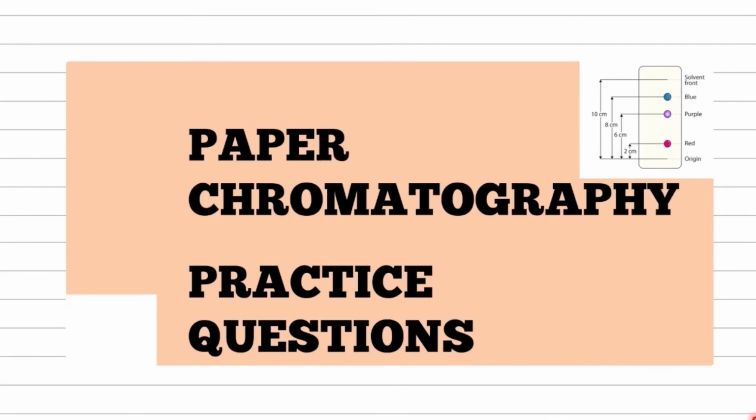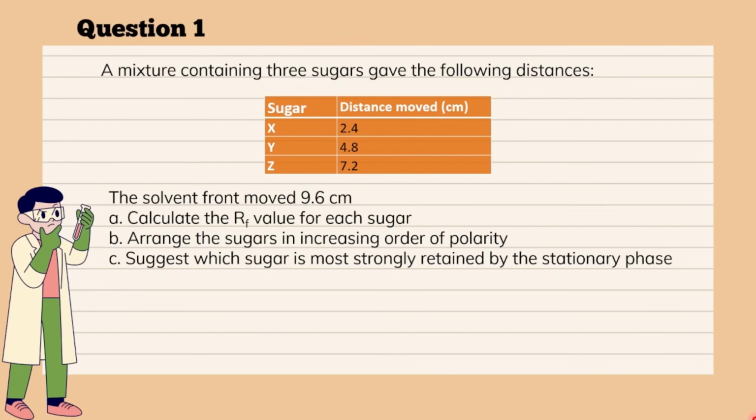Today, we are going to be attempting some practice questions on paper chromatography. That means if you haven't seen the video on paper chromatography, you might want to check that out so you have an understanding of what the RF value is and how to calculate it. Because today, we're going to be attempting a number of questions based on this principle. Throughout this video, feel free to pause and attempt some questions on your own before you press play and actually watch how it's calculated. Without wasting much time, let's jump into question one.